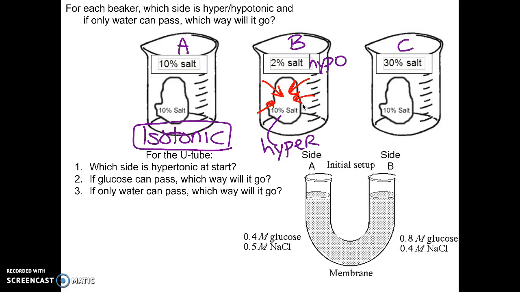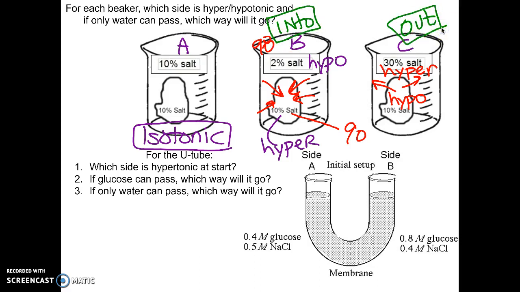Remember, you can always double check yourself. Technically, what's the percentage of water outside this cell? 98% water. And inside, only 90. So it makes sense that water's going to go in because it's going from where there's more water to where there's less. But that is the hypertonic side. And then if we look at our last one, obviously this is going to be the opposite situation, right? Outside the cell is hyper, inside the cell is hypo, and so in this case, water would go out. So in B, the water would go into the cell, just to clarify. In C, the water would go out of the cell. So this is a sample of the type of problem you could see.